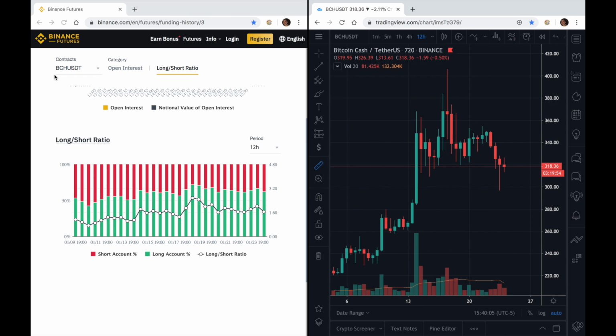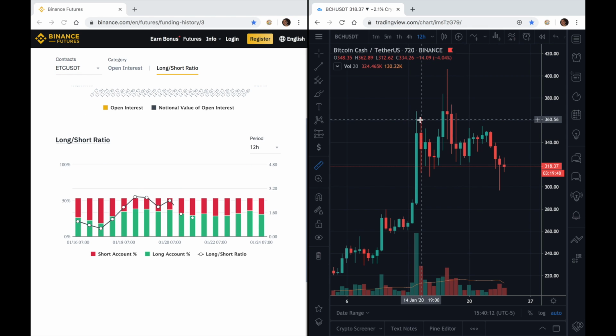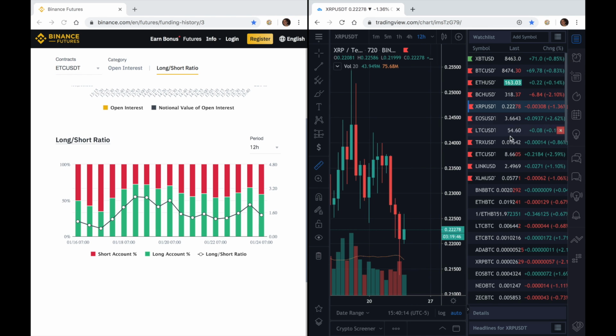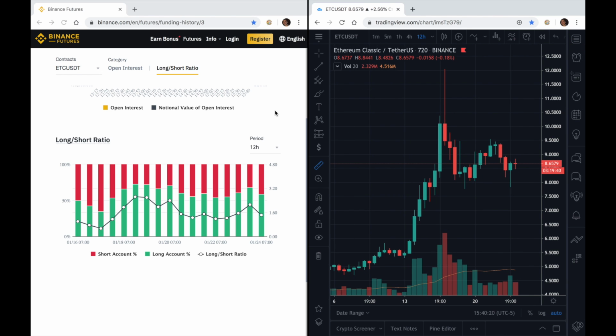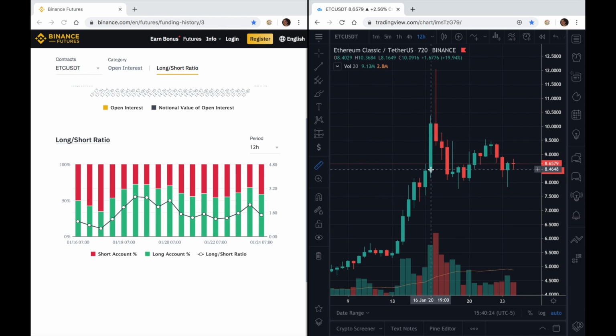Super interesting thing that happened here, but let's go pick a random one. All right, what do we want here? I'll do ETC. I actually even color-coded my coins here. All right, ETC. Again, I'm not going to be looking, guys, at the sentiment. I don't really care about that yet. I want to see, A, what happened here, and B, what happened here. 16th January, 19 o'clock. What was the print?